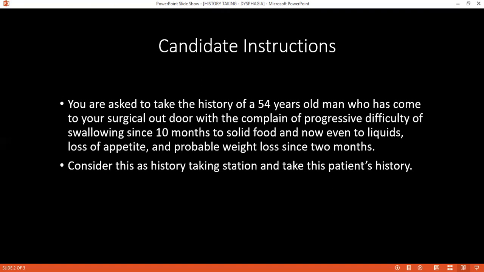My differential diagnoses are mechanical and functional. Mechanical may be esophageal cancer, pharyngeal cancer, cricoid web, gastroesophageal reflux disease, peptic stricture. And the functional are maybe stroke, globus, pharyngitis, and diffuse esophageal spasm.